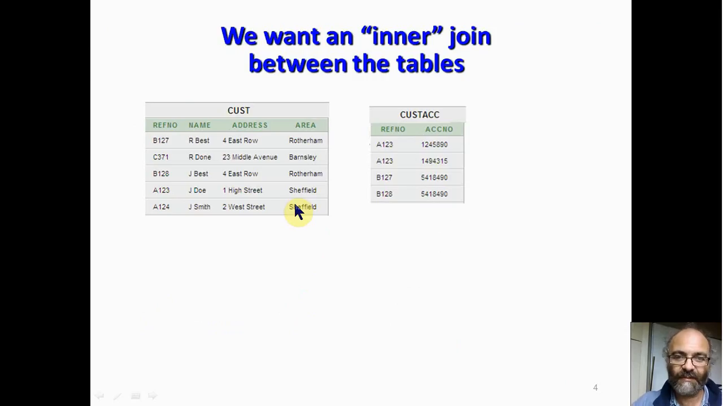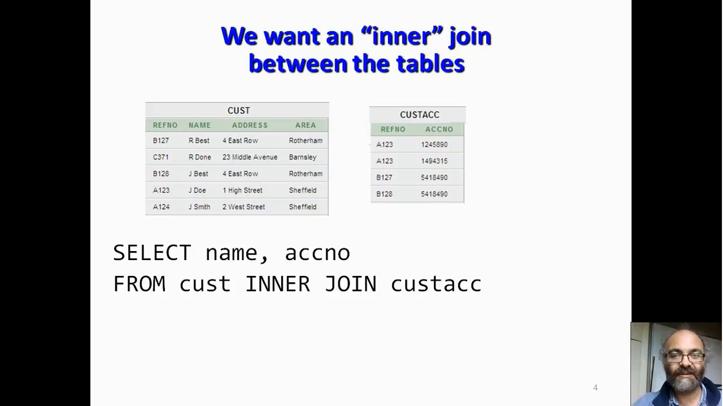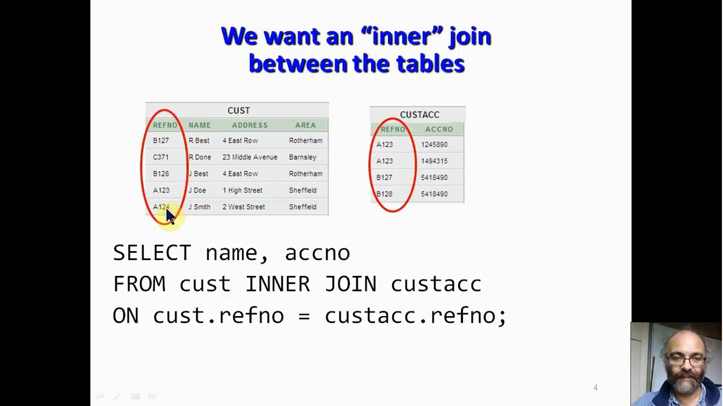What we really want is what relational database specialists call an inner join. And the inner join works like this. We select the same two columns as before, but this time we explicitly say that we want the customer table to be joined to the customer account table, and how? The reference number in this one, customer reference number, matches the reference number here, customer account reference number.